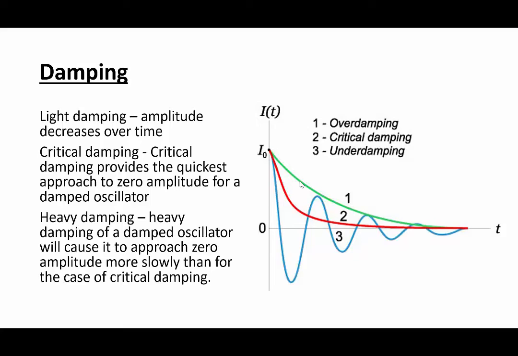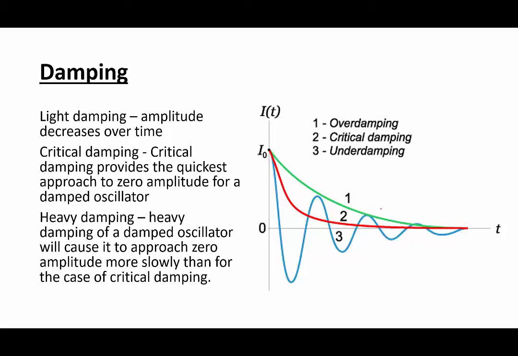In heavy damping you don't get any full oscillation, so you're always going from the highest possible amplitude to zero without it oscillating at all, and that's shown by the green line on here. So the blue line is our light damping, the green line is our heavy damping.